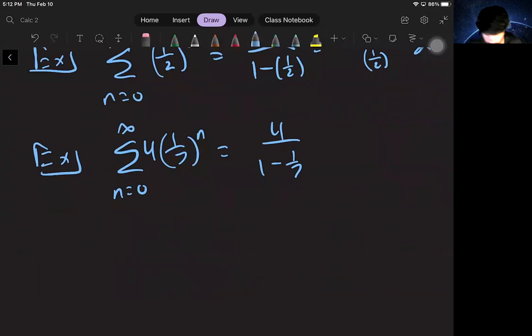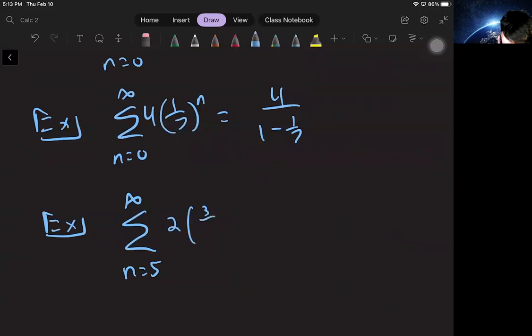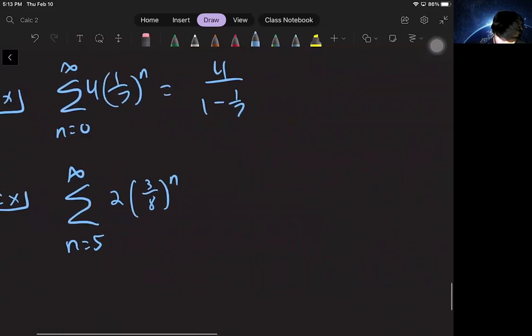Okay. And then the only thing we have to do is worry about using the adjustment of indices if the index starts at a different place. So for example, if I do something like this, where I start at 5, I can still use the same formula if I first adjust the index. So I need to adjust the index for it to work.